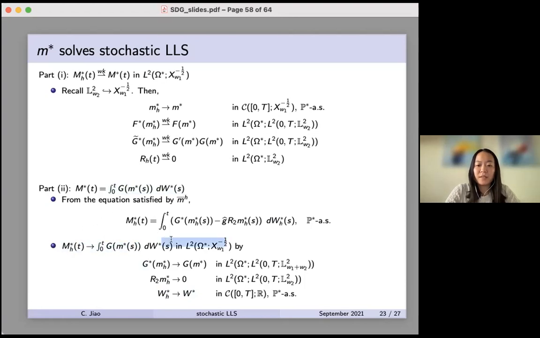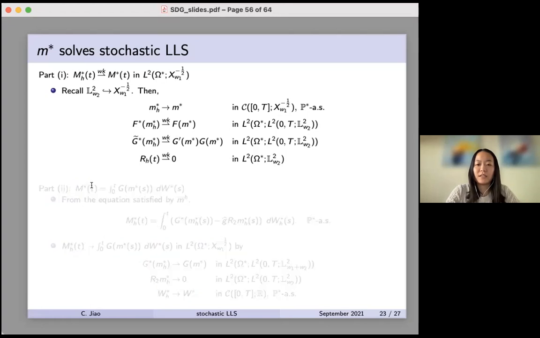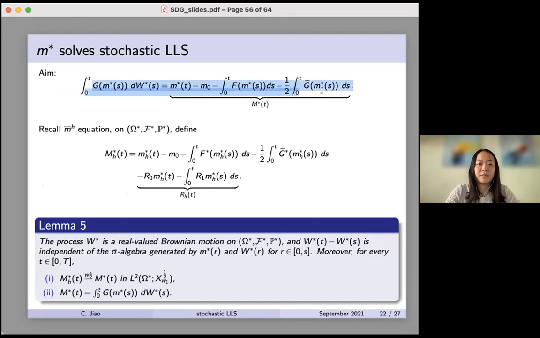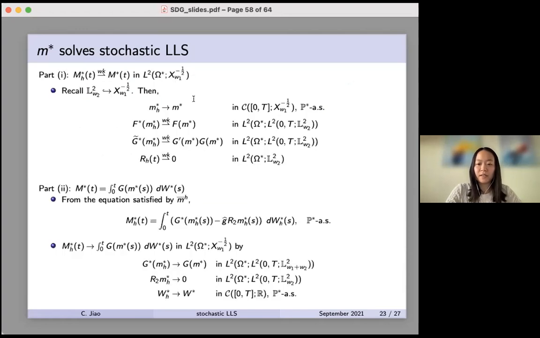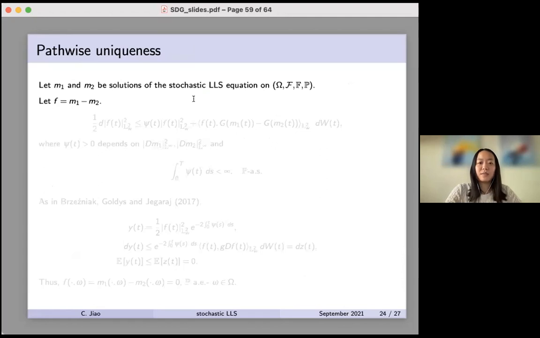So after showing this convergence, in the same space, we have uniqueness of weak limit, this equality here. So if we expand the left-hand side, it just gives us the stochastic LLS equation. So M star, the limit process, indeed solves our stochastic LLS. Now that we have existence, let's prove uniqueness. Let M1 and M2 be solutions of the stochastic LLS equation on the same probability space with the same Wiener process. We just want to show that the difference F is equal to 0 for almost all omega.